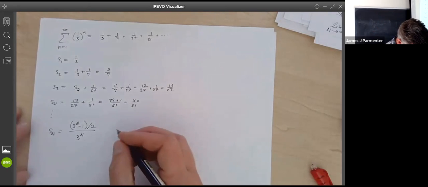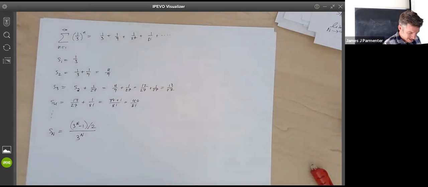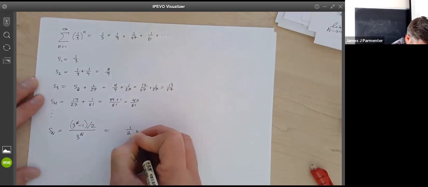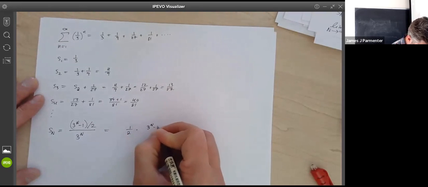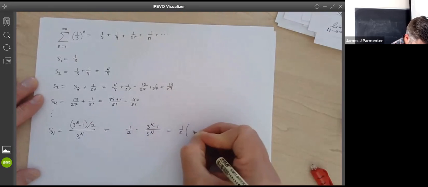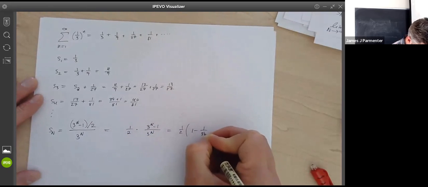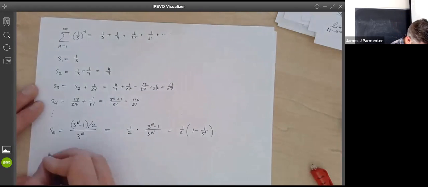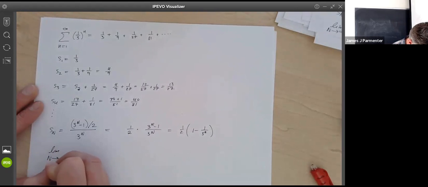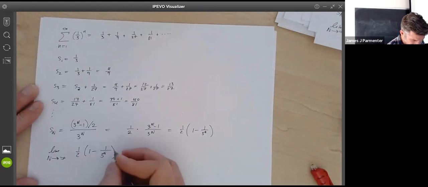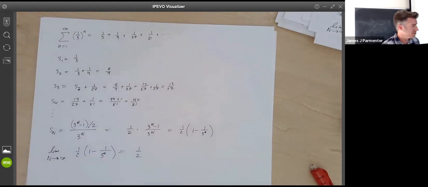It's always good. So if we look at this, let's rewrite it. It's going to be 1/2 times (3 to the n minus 1) over 3 to the n, or 1/2 times (1 minus 1 over 3 to the n). And we can see, oh yeah, the limit of that, well, this part's definitely going to go to 0, so we're going to get 1/2.